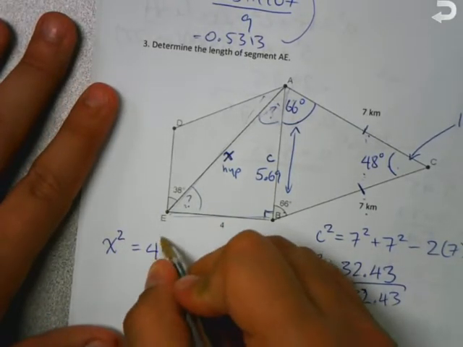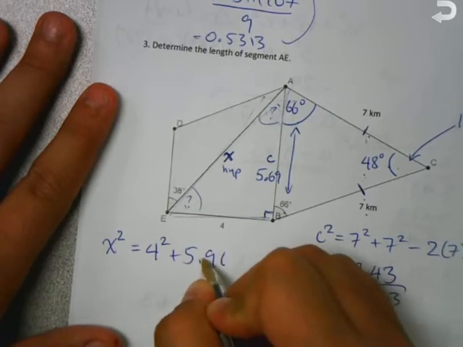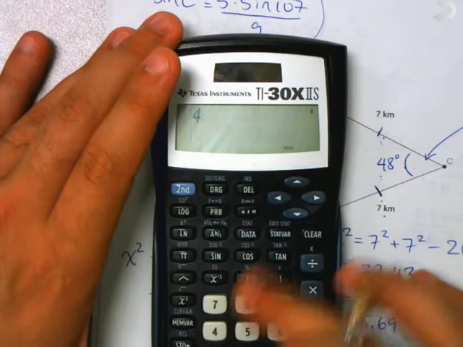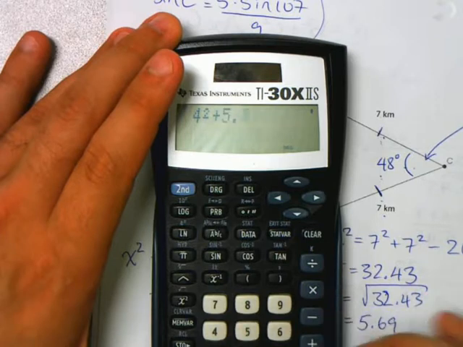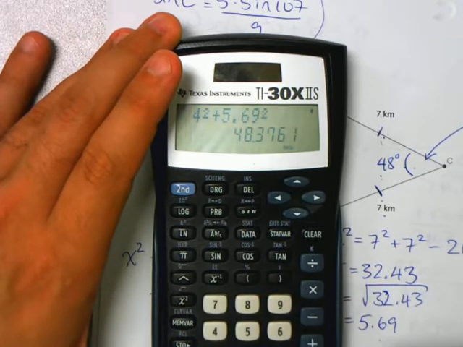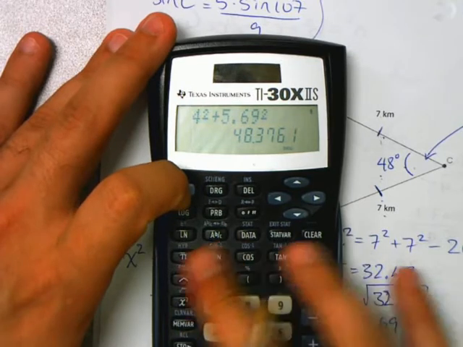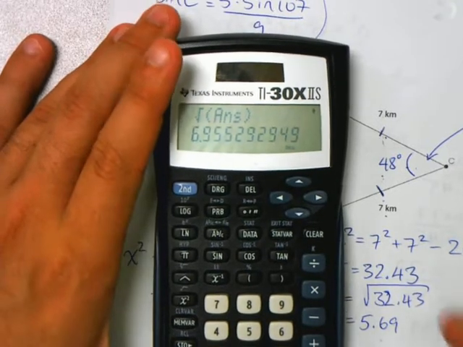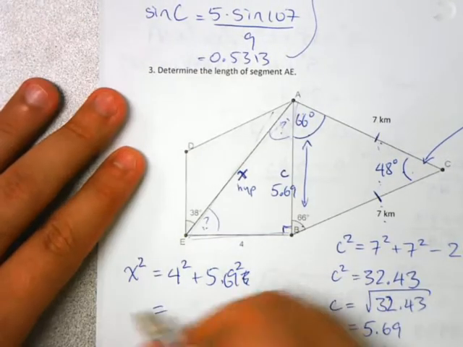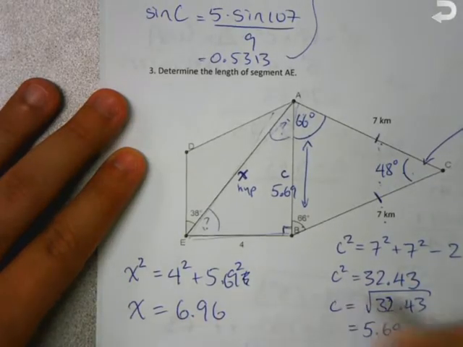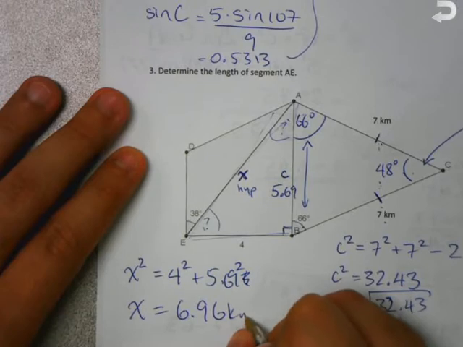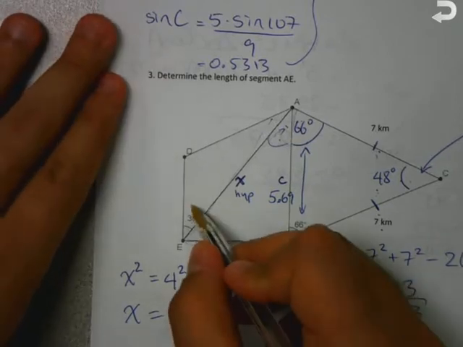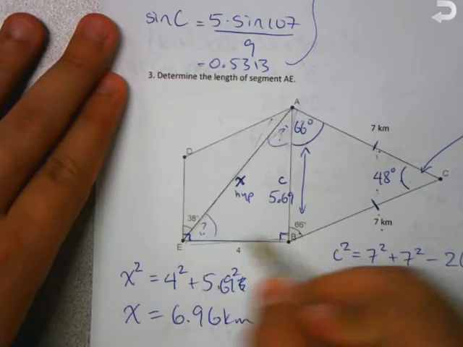Now to find x, well, I have this side, I have this side, I have a right angle, I can use my Pythagorean theorem. So that means x squared is equal to 4 squared plus 5.69 squared. So that's x squared, and that means x is going to be the square root of that, which is 6.96. And these are kilometers, so this would be kilometers.